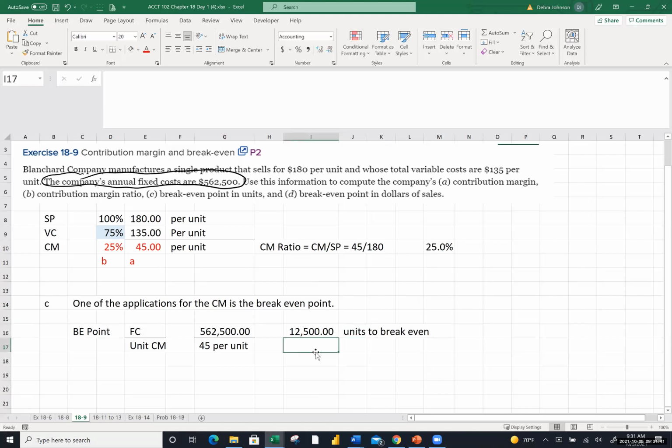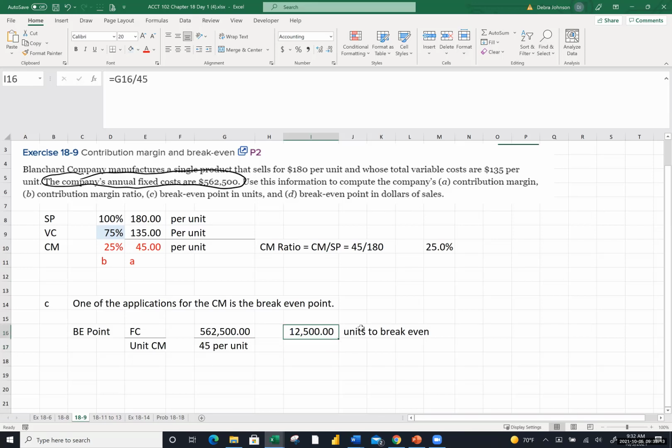Why is that good to know? Anything above that point, I'm going to have a profit. Anything below that point, I'm going to have a loss. So they wanted the break-even point in units. Okay, that's what we just computed. That's letter C. And they also wanted it in dollars. So I'm going to take a shortcut first. I'm going to show you how I would calculate this in dollars. And then I'll show you a second formula that will always work to compute dollars.